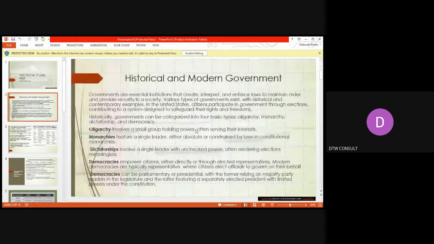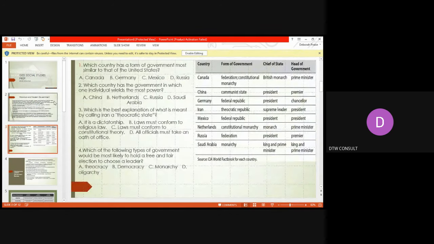Okay, let's do something on that. In the last class, let me just do a quick recap. We talked about the historical and modern government, and we progressed. We were able to explore the various forms of government there are, and we were also able to find the differences in these types of government. We did some exercises trying to identify what kind of government system is practiced in some of the countries that we have today.